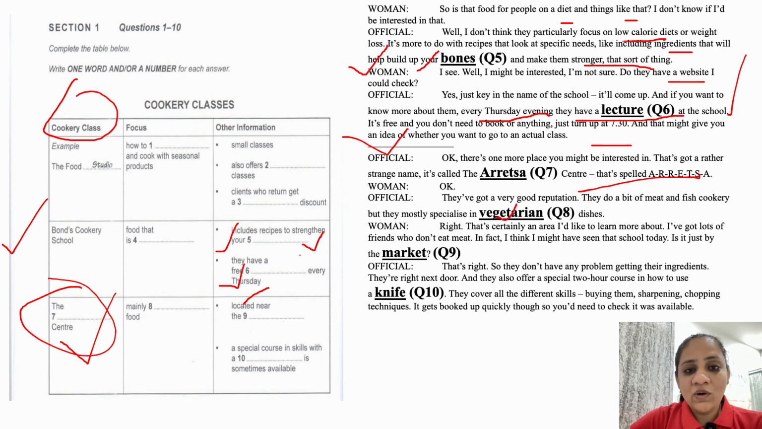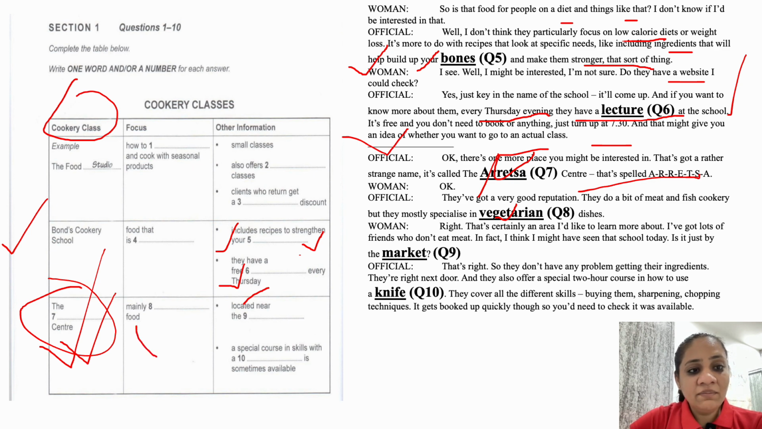Okay, so till then we have not got the idea about the particular center or cookery class. They have not mentioned it. They have just mentioned one more place. It is called the Aresta. So the Aresta is the answer because they have not mentioned the other stuff. Okay, yes.